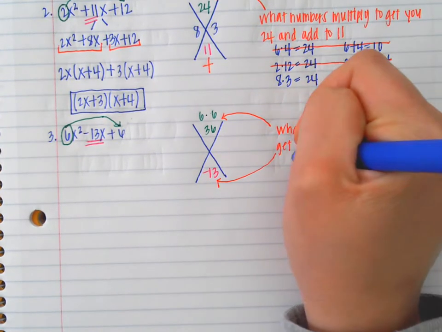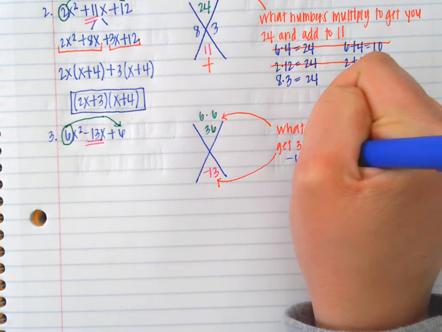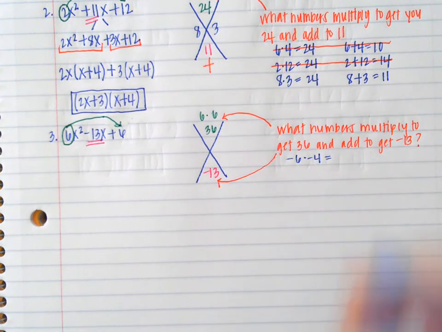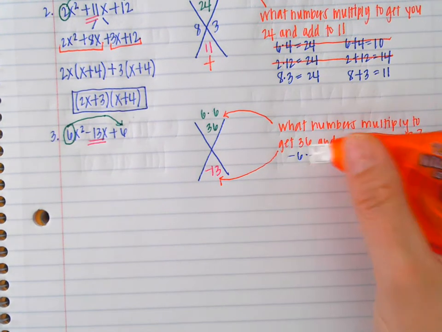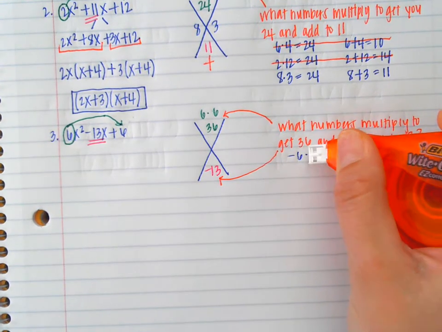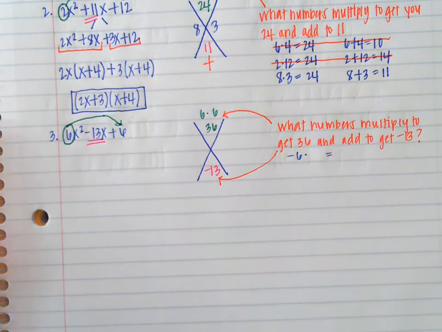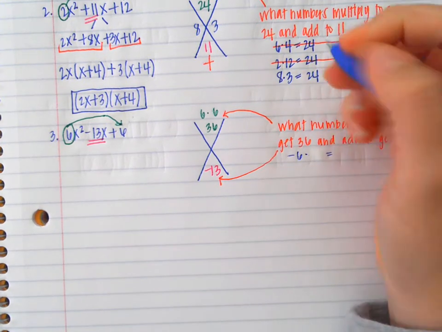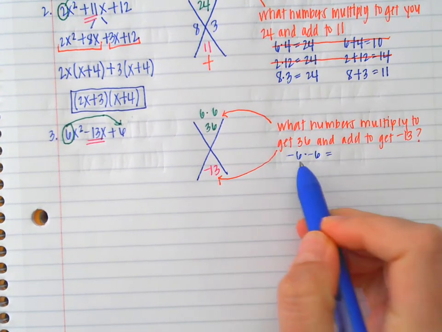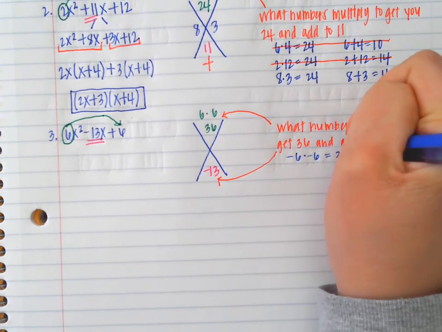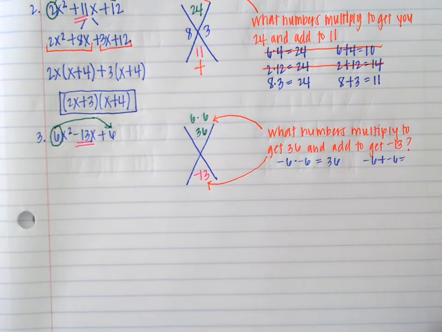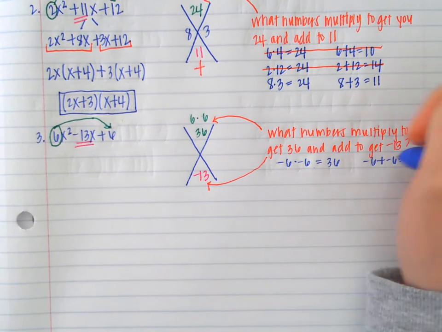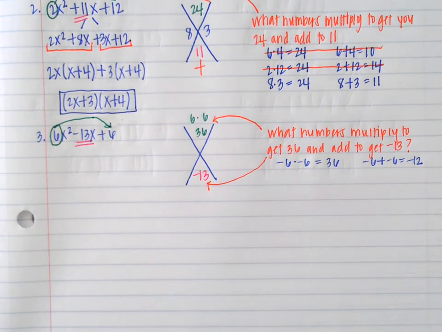So remember, we're thinking two negatives. So negative 6 times negative 4, we know gets us, no, that was dumb. Not negative 6 and negative 4, negative 6 and negative 6. Okay, so negative 6 times negative 6 gets us positive 36. But negative 6 plus negative 6 gets us not negative 13, it gets us negative 12. So we have to go back to the drawing board.